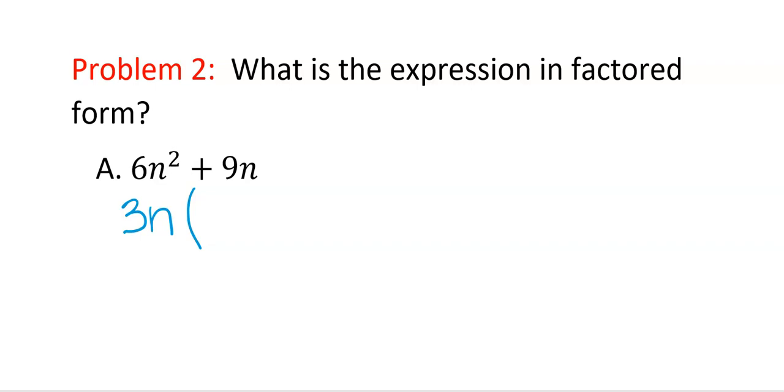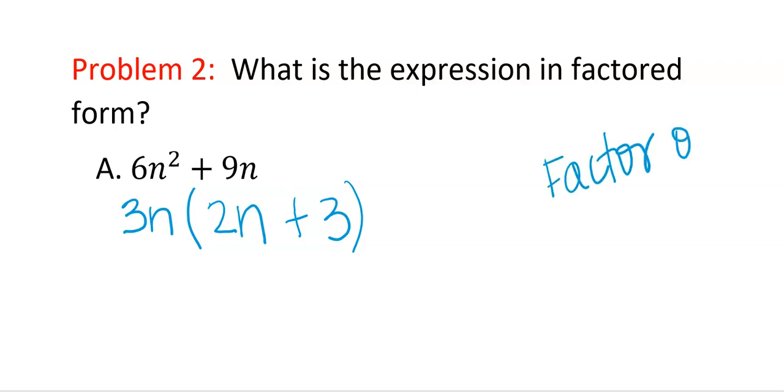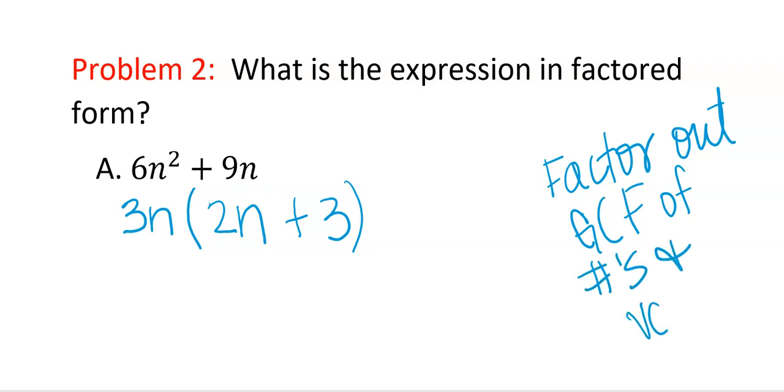Now, when you're saying what is left, it's 6 divided by 3. You have 2 left. N to the second minus n to the first gives you the n that is left. Because when you multiply them, remember you add the exponents. When you divide, you subtract the exponents. So it's kind of subtracting there. 9 divided by 3 gives you 3. And n divided by n gives you no n's left, or when you subtract them. Factor out greatest common factor of numbers and variables.